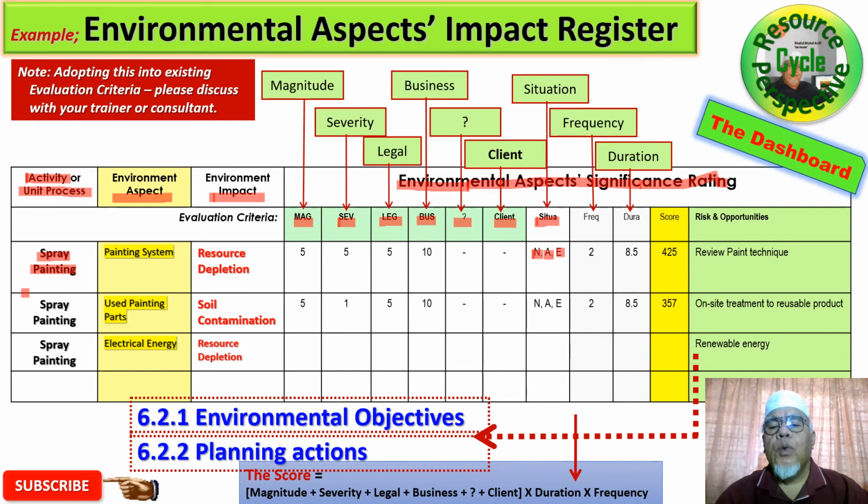to enhance your ISO 14001 comprehension. And also frequency. This refers to the frequency that the environmental aspect is occurring, how often, and how long. This is duration. So the calculation is this one. The final score, what you see here, is based on this. There you are.